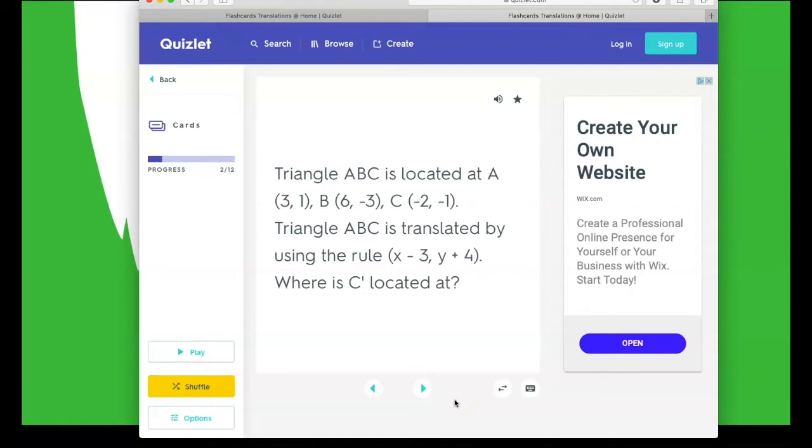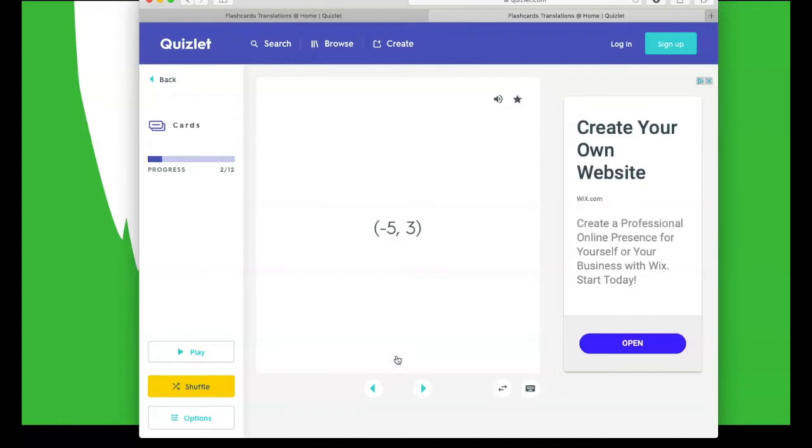Triangle ABC is located at A (3, 1), B (6, -3), C (-2, -1). Triangle ABC is translated by using the rule x minus 3, y plus 4. Where is C prime located? I gave you a rule. Do your math carefully. Let's see. Awesome. (-5, 3). All right. Here's our next one.